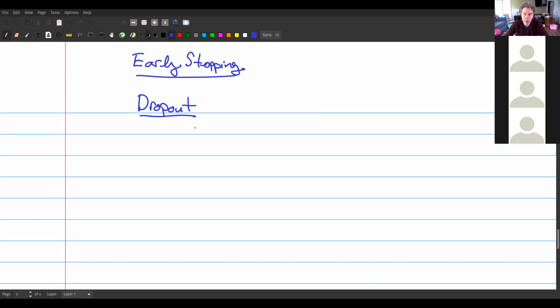So I tried to implement dropout. I'm pretty sure I made a mistake, so I don't want to show it to you. But the idea with dropout is to turn off half the nodes chosen at random. So you randomly select half the nodes and then turn them off during each training iteration.